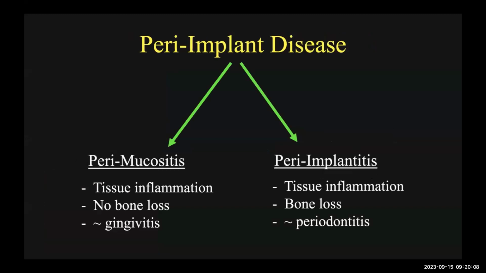Before we get into how this actually happens, you have to understand there are 2 types of peri-implant disease. There is perimucositis and peri-implantitis. Perimucositis is tissue inflammation, but with no bone loss, and it's similar to gingivitis in the natural dentition, whereas peri-implantitis is still tissue inflammation, but there is bone loss, and it's similar to periodontitis in the natural dentition.